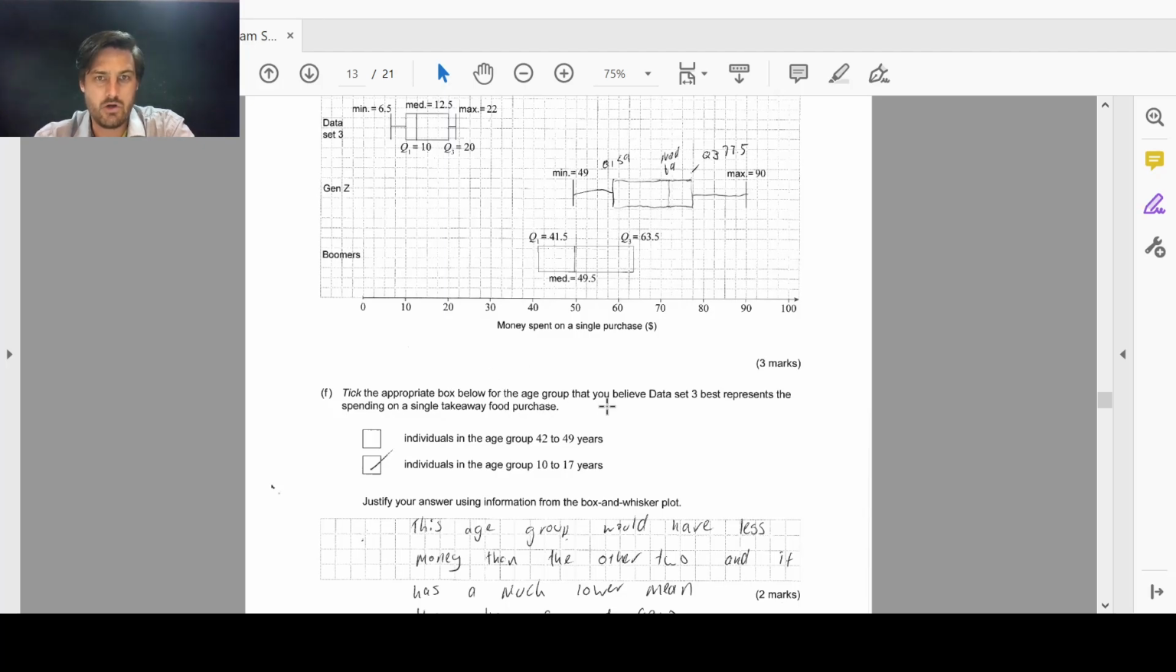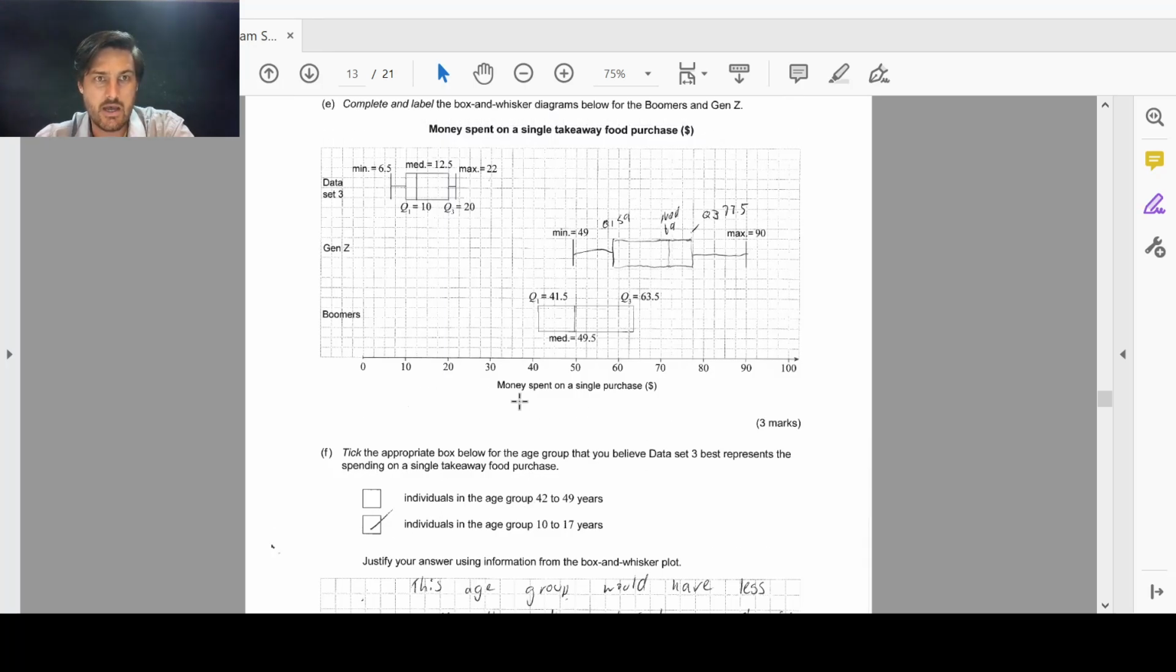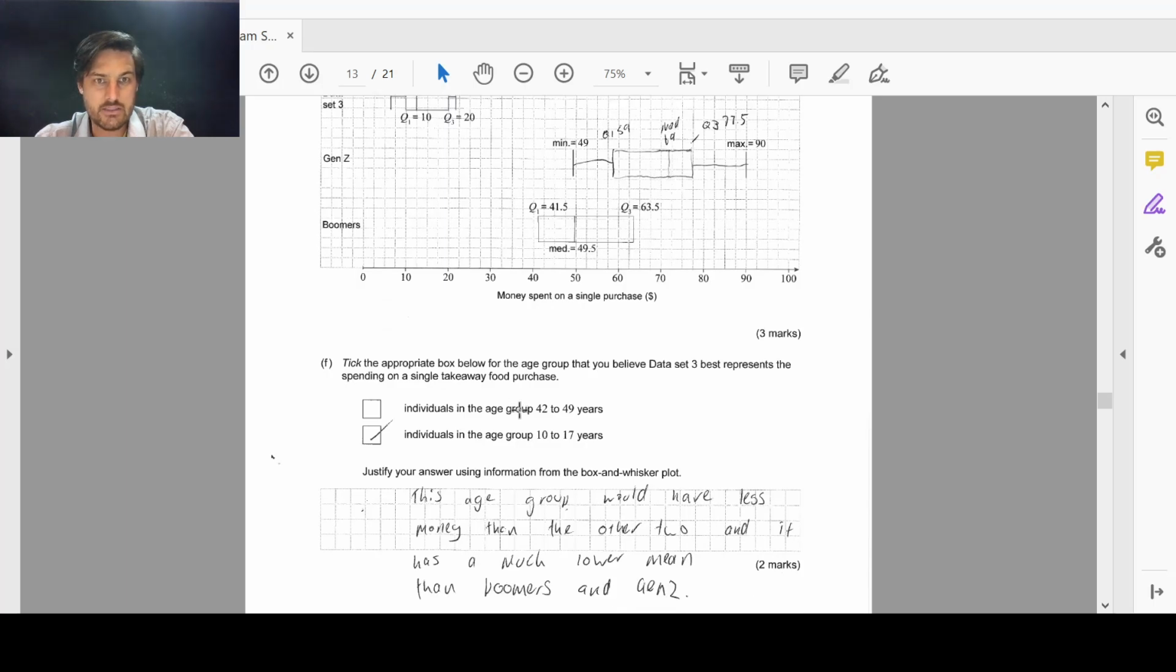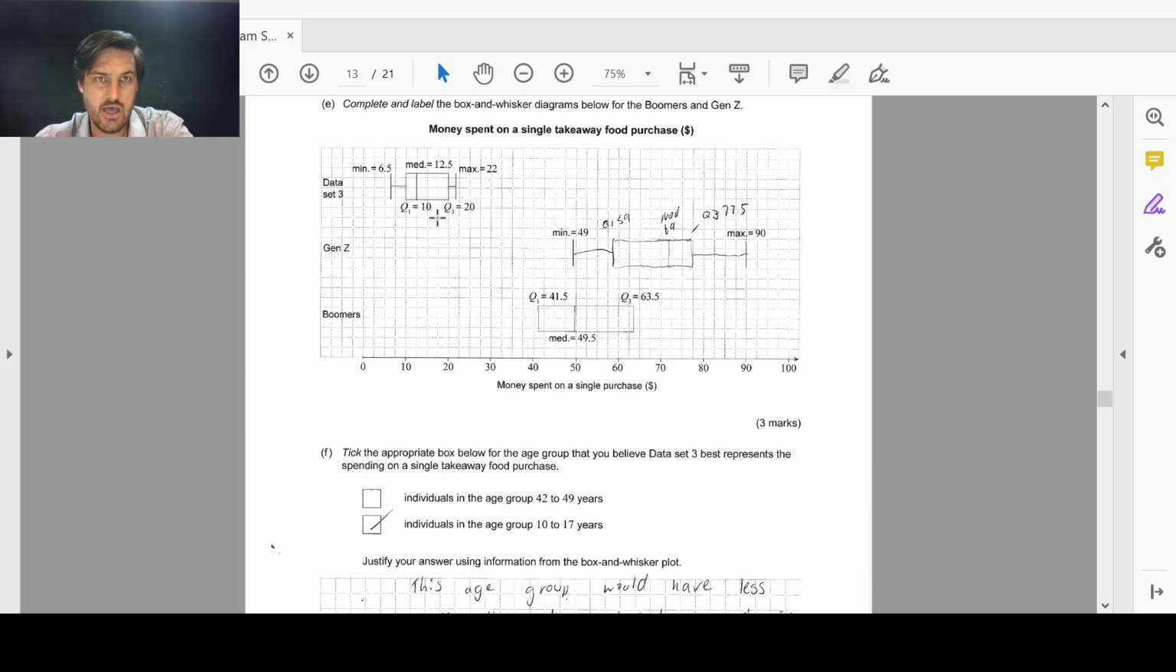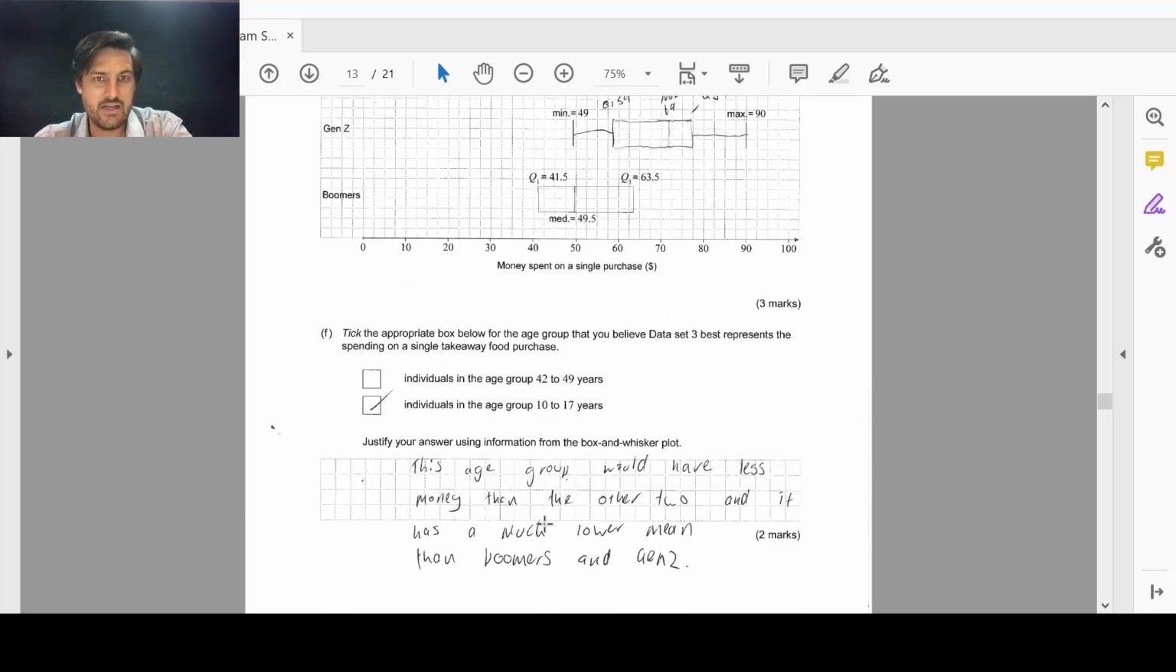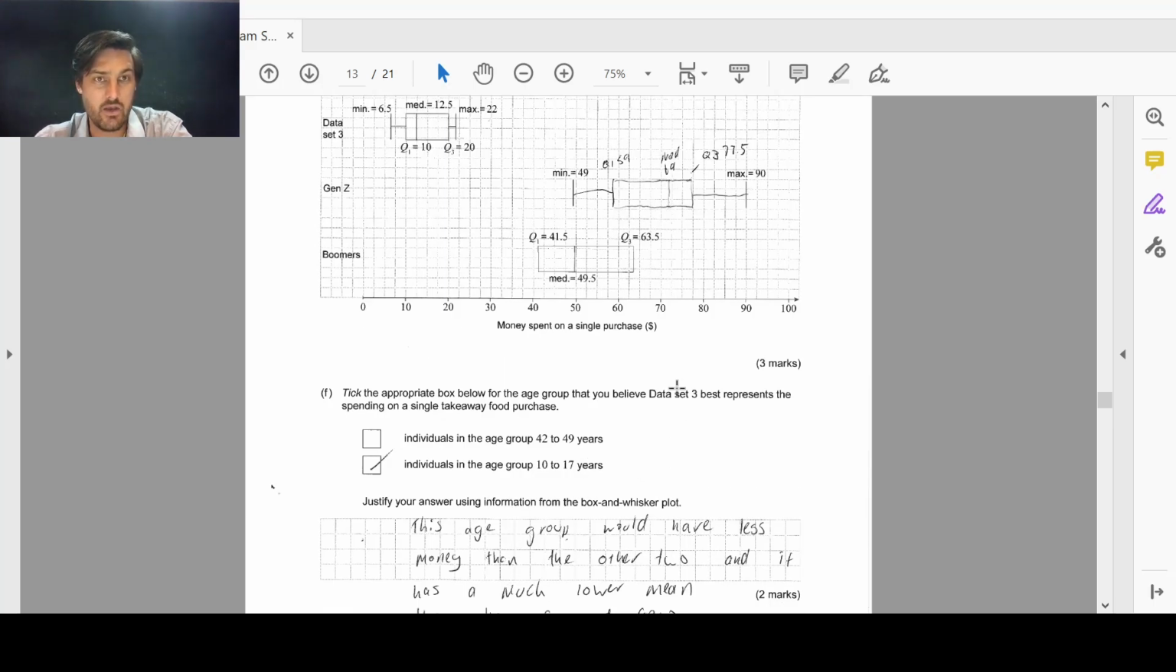Tick the appropriate box that you believe data set 3 best represents the spending on a single takeaway food purchase. So what it's basically asking us is whether this data set that they've plotted for us is more likely to be people 42 to 49 years or 10 to 17? And they have asked you to justify your answer.